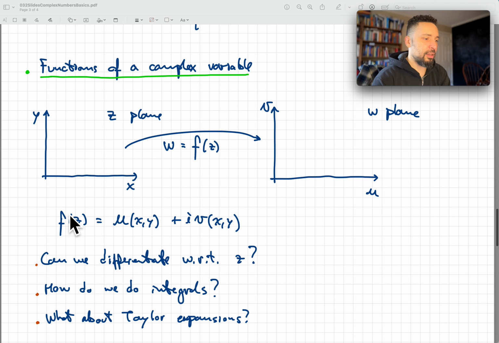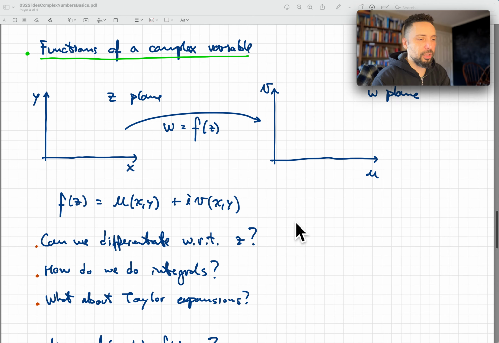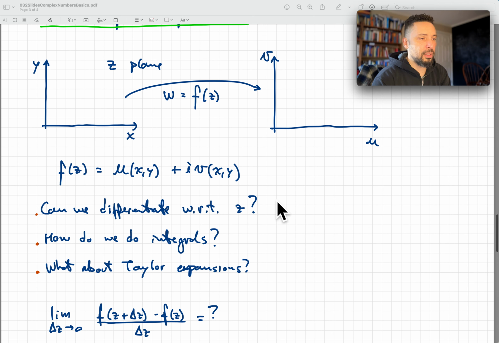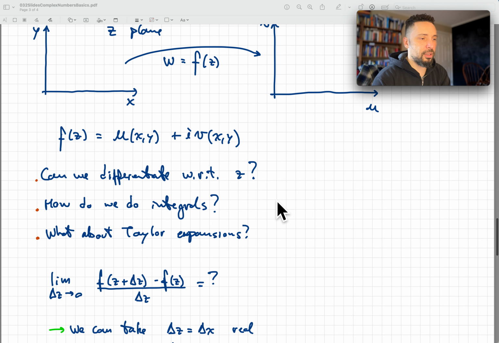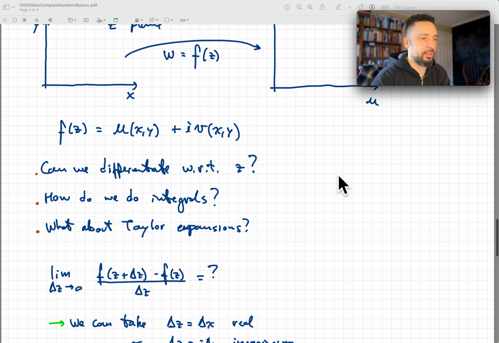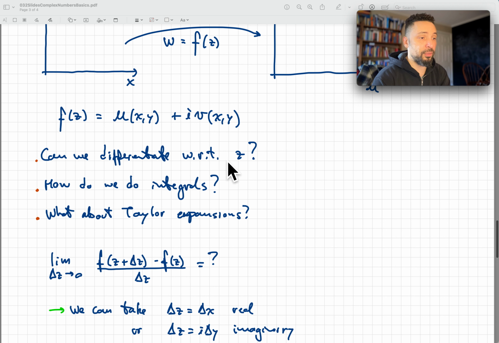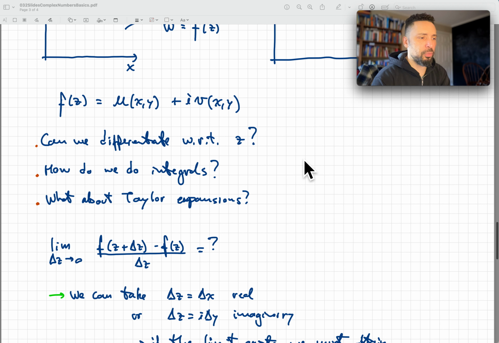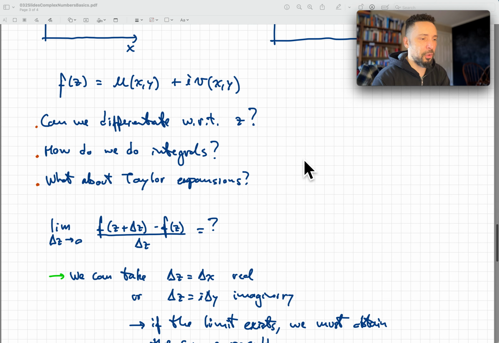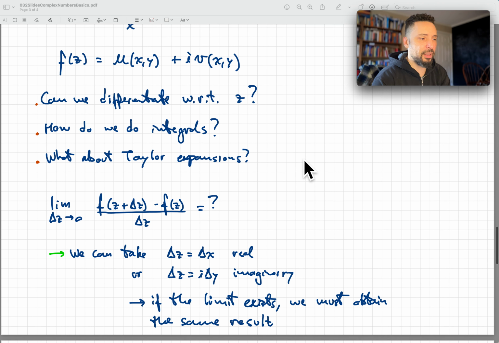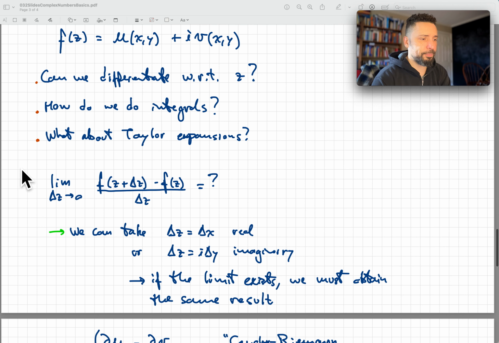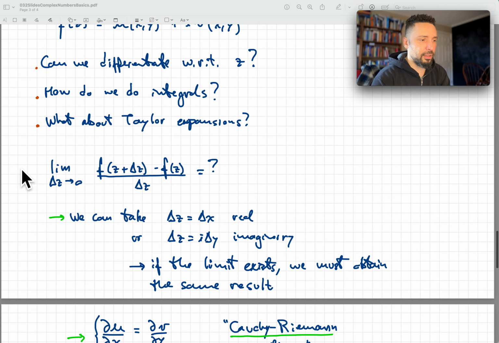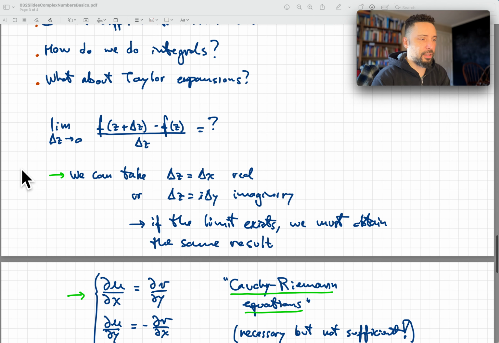In other words, f of z can be written as some real part, which is a function of both x and y, and some imaginary part that is a function also of x and y. And usually those are called u and v. Now, this is all very nice. We just imagine that there is such a mapping between two complex planes. Can we differentiate this f of z with respect to z? What would that mean? How do we do integrals? What about Taylor expansions? And what about the whole of calculus? Can we generalize that to complex numbers? And the answer to that is yes. A lot of it can be generalized, and it becomes extremely interesting and actually very, very useful.